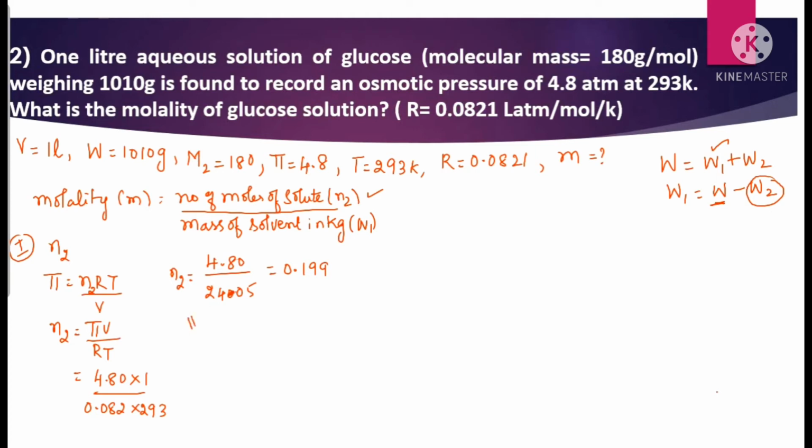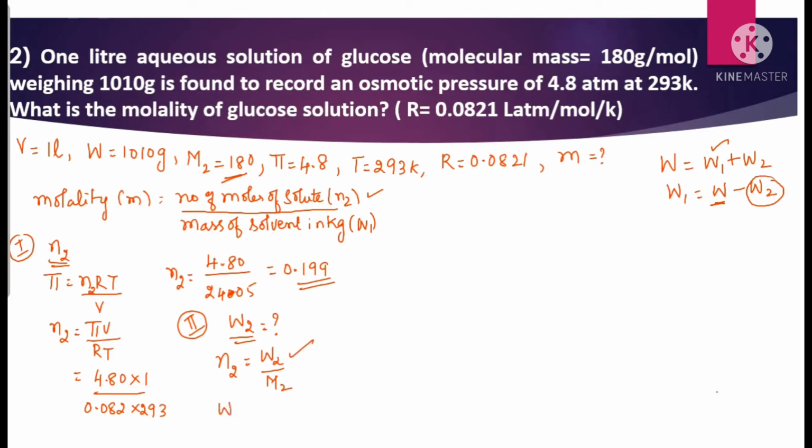So we'll write the second step: weight of solute. We are in need of the weight of solute. How to calculate the weight of solute? There is a formula: number of moles of the solute is equal to weight of the solute divided by molecular mass of the solute. Already we have found out N2, that is 0.199. And the molecular mass is already given in the problem. It is 180. So if we substitute these two values, it's possible to calculate W2.